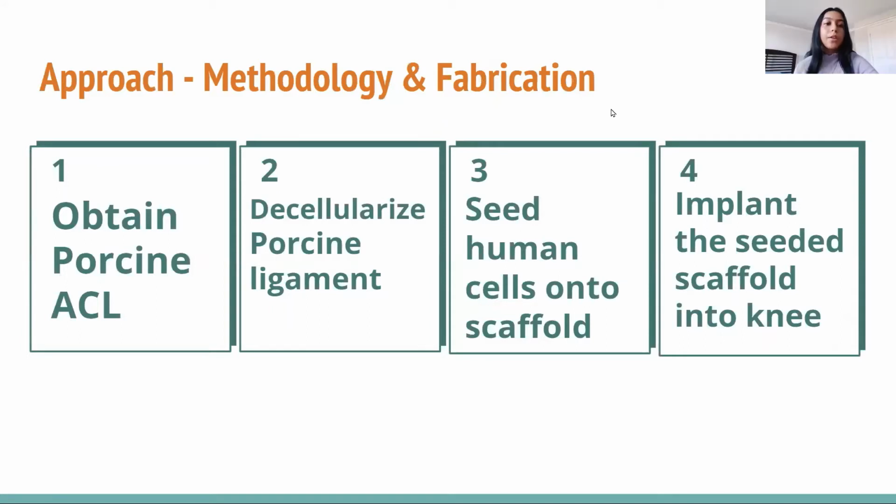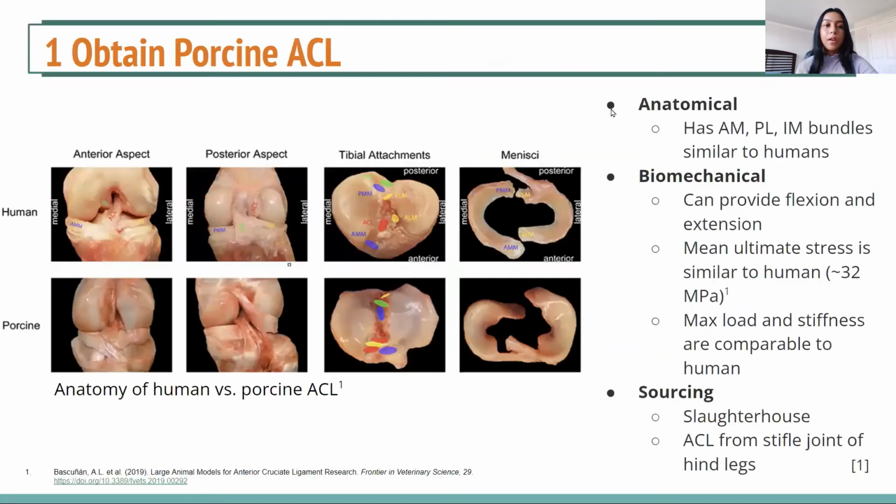In order to meet the clinical and engineering needs, we have developed a novel ACL scaffold that combines several different research techniques in a continuous process. First, we intend to obtain porcine or pig ACL from the stifle joint of the hind legs due to its similarity in physiology to the human knee.